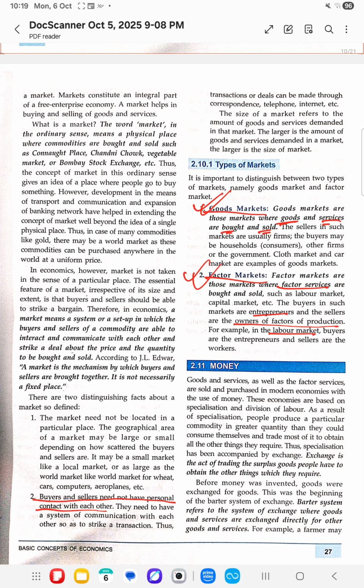Next up is money. So here, what is the barter system? It refers to the system of exchange where goods and services are exchanged directly for other goods and services.